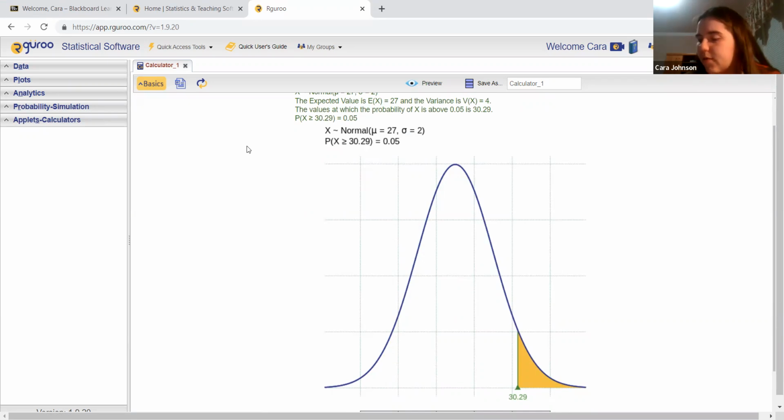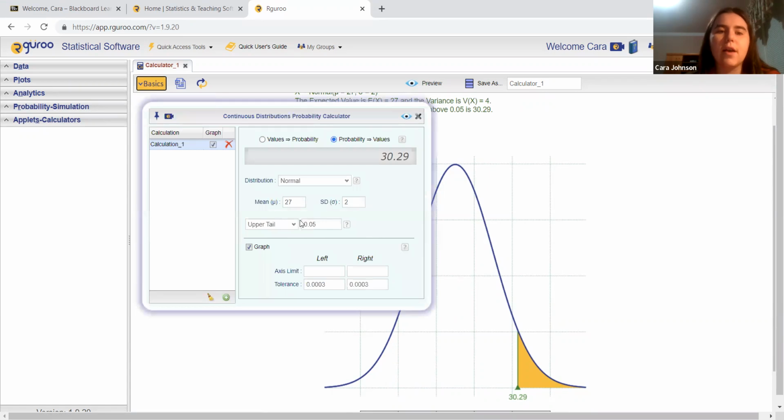And the last one, the middle 50% of the ages are between which two values. So this time we have our probabilities in the middle, not on an upper or lower tail. So we can hit between tails here. Now it gives you lower tail and upper tail. So the middle 50%, that means we have 25% on each of the edges.